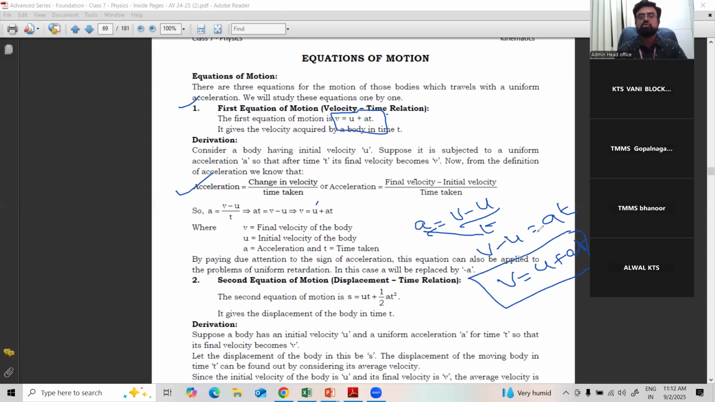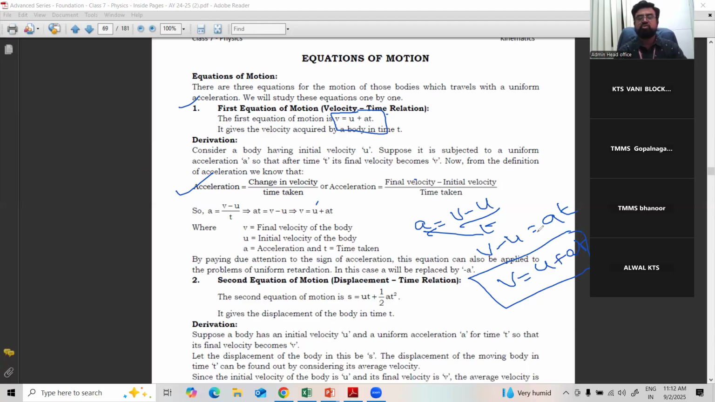That's all. So equation 1 can be derived from velocity time relation, that is velocity by time, which is nothing but acceleration. From the definition of acceleration, we can get V is equal to U plus AT, where V is equal to final velocity, U is equal to initial velocity, A is equal to acceleration, and T is equal to time taken.